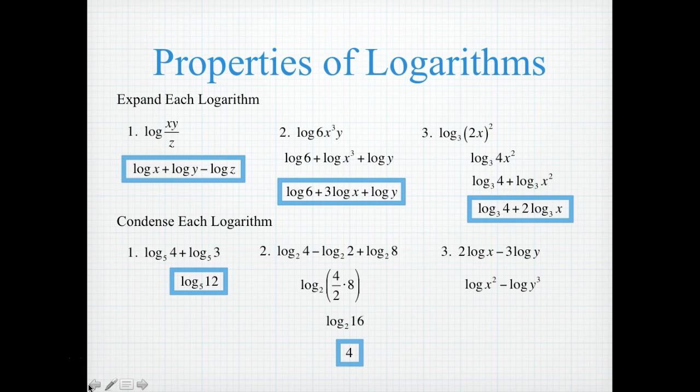Next, we have 2 log of x minus 3 log of y. So we'll first start with the power property. Since each of the logs is being multiplied by a coefficient, we bring that into the log and treat it as an exponent. Log of x squared minus log of y to the third. And now we use the quotient property, we get log of x squared over y to the third.